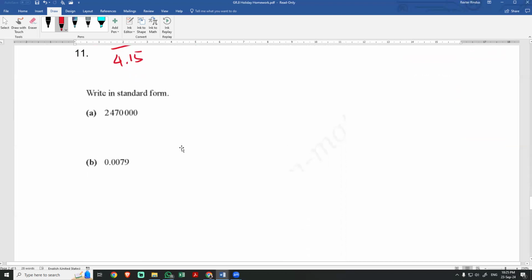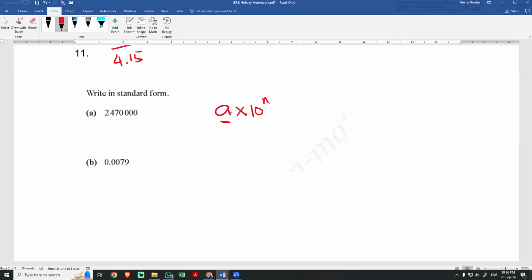Question 11, the standard form. This is our last topic, actually, last week before the holiday. So standard form, as a rule of thumb, is going to be A x 10 to the power of n. A should be one digit. It's not more than 10, it's not more than 9. It should be between 1 and 10, okay?